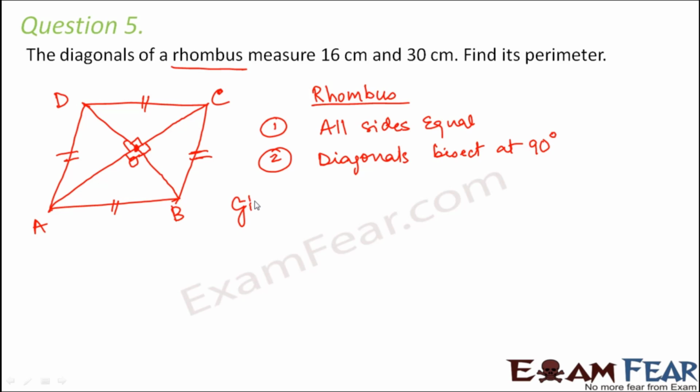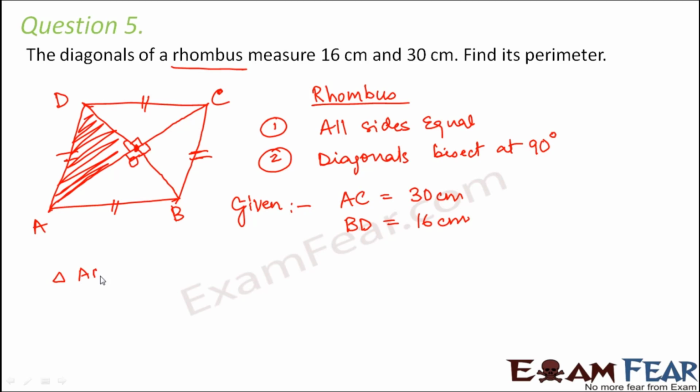Now what is given in the question? AC is given as, let's say, 30 centimeters and BD is given as 16 centimeters. So basically both the diagonals are given. We have to find out the perimeter, that means boundary. So perimeter would be the sum of all the four sides. If we are able to find out one side, we will just multiply it by 4 to find the perimeter. Right? So how do we find one side? In order to find one side, let us focus on one right angled triangle. Let us focus on this triangle.